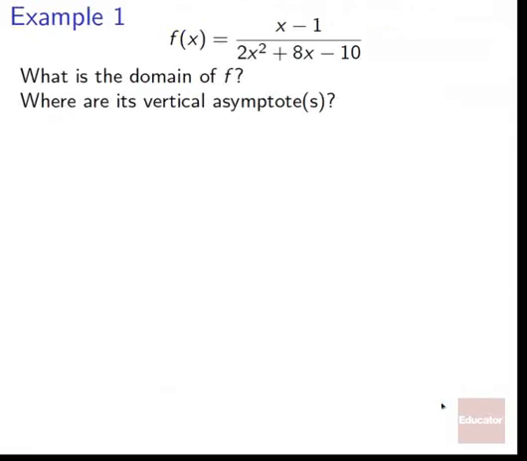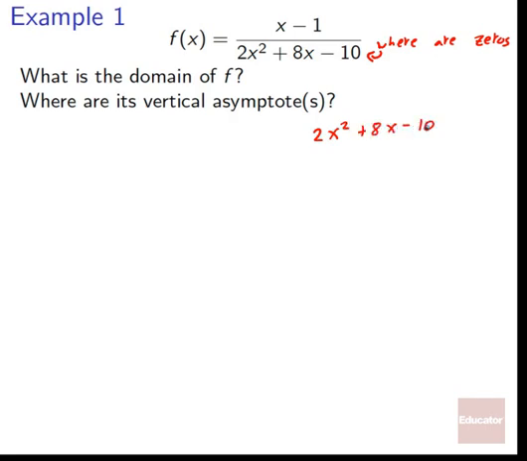All right, let's look at some examples. f of x equals x minus 1 divided by 2x squared plus 8x minus 10. What is the domain of f? To figure out the domain of f, we need to figure out where the zeros are on our bottom. So our very first step will be to factor 2x squared plus 8x minus 10.